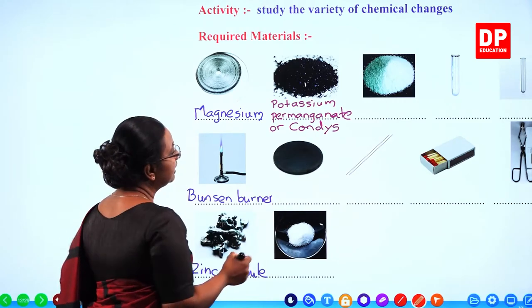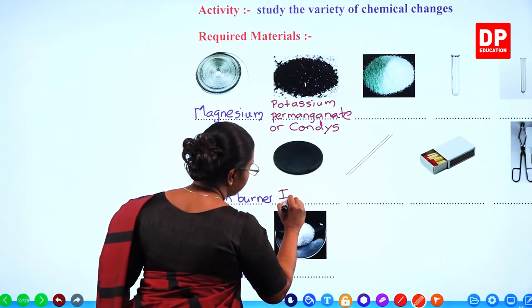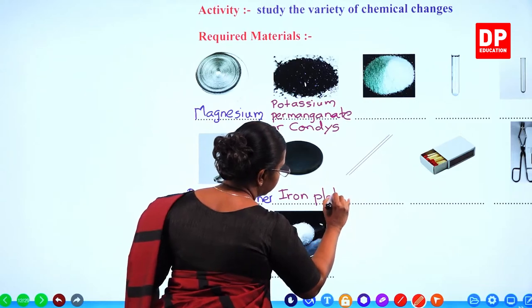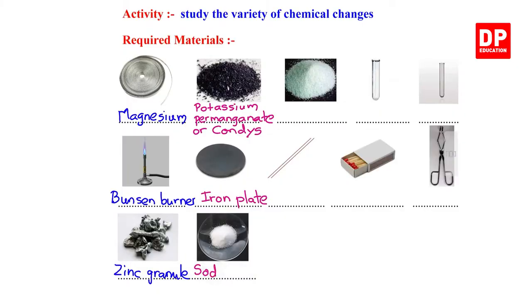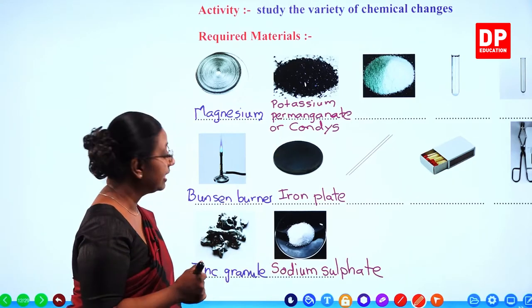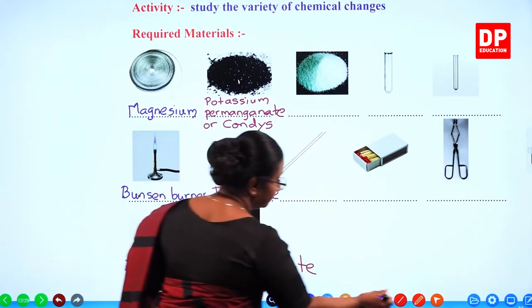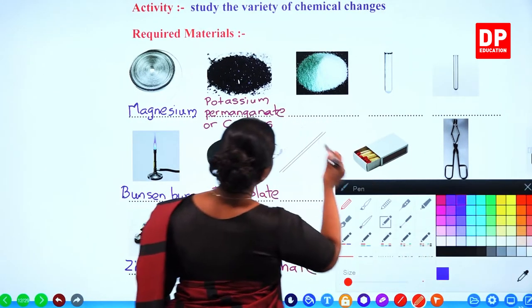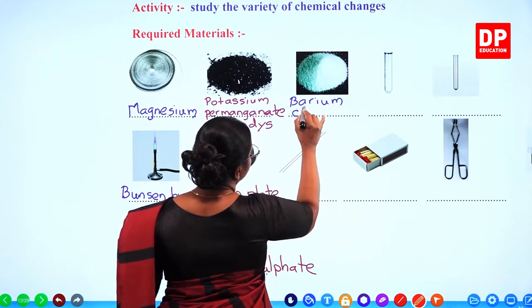Then we have an iron plate, a piece of iron plate. Then here we have sodium sulfate. There are two substances, crystalline white color, solid substances. One is barium chloride, the other one is sodium sulfate. So then we need the others as well. So here we have barium chloride.